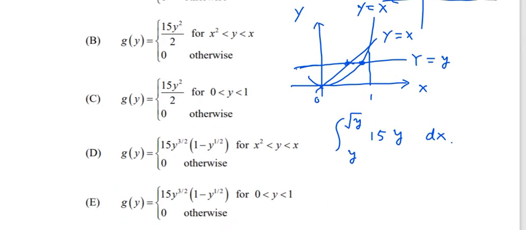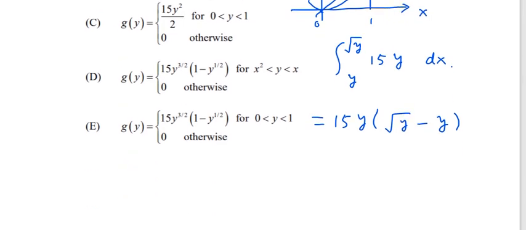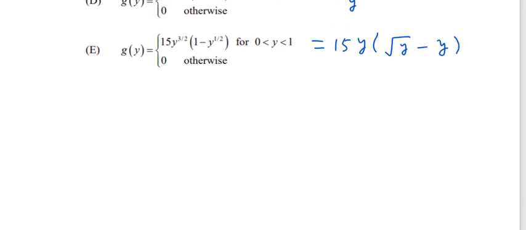So this equals 15y times, since y is constant, radical y minus y. So we can find the answer is D, right?